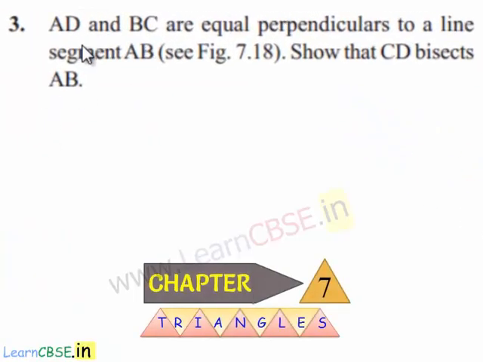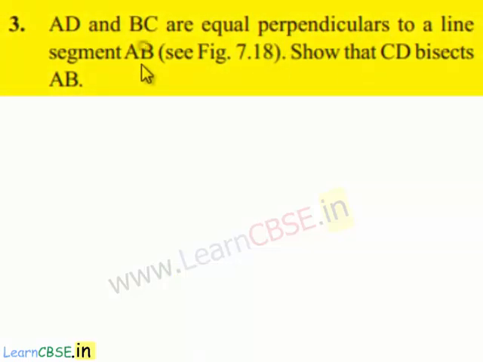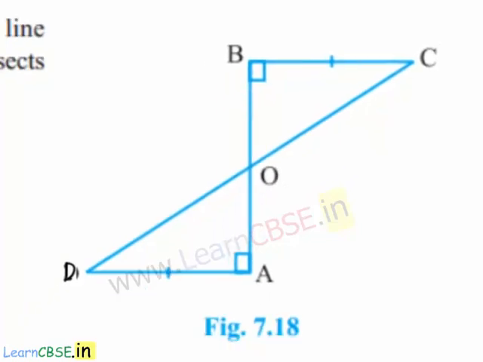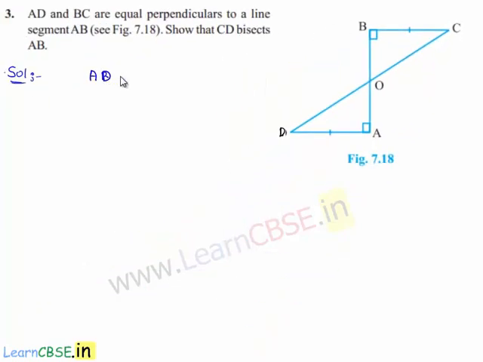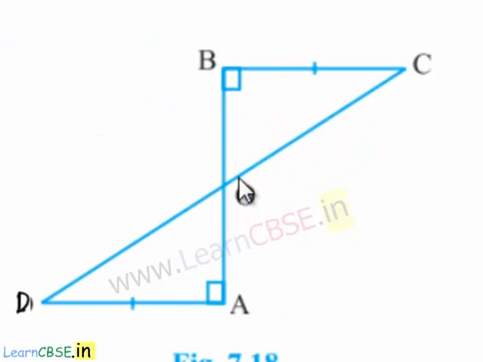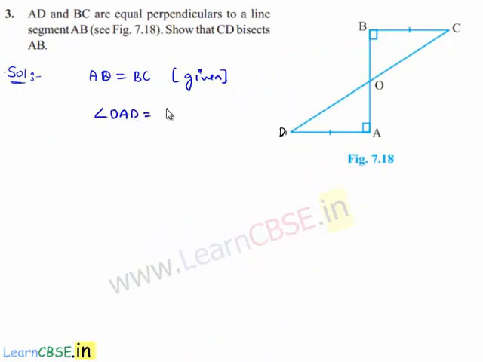Now, moving on to the third question. AD and BC are equal perpendiculars to a line segment AB. Show that CD bisects AB. Now, moving on to the solution. He has given that AD and BC are equal perpendiculars. That is, AD is equal to BC as given in the problem. And here also says that they are perpendicular. Therefore, we can write angle OAD is equal to angle OBC is equal to 90 degrees, which is also given.